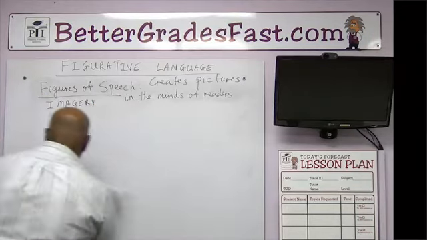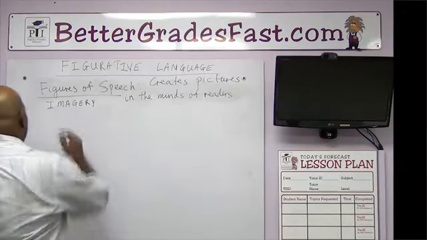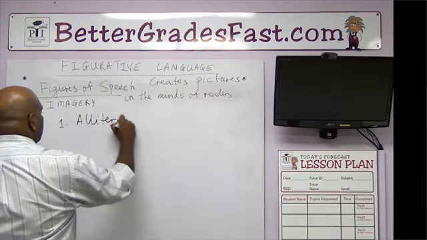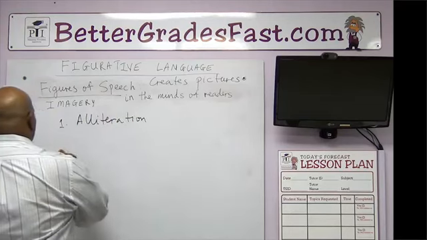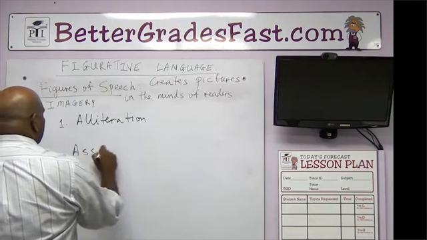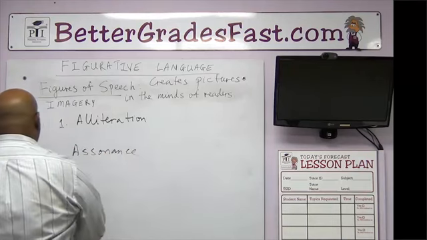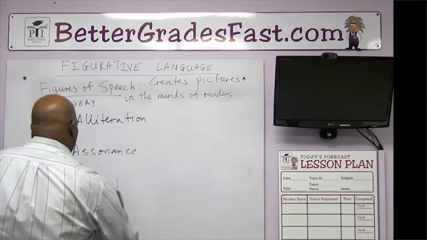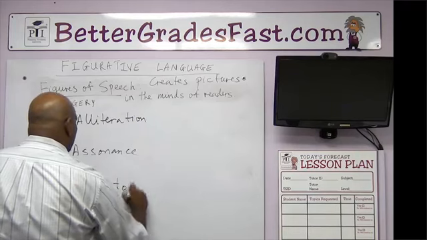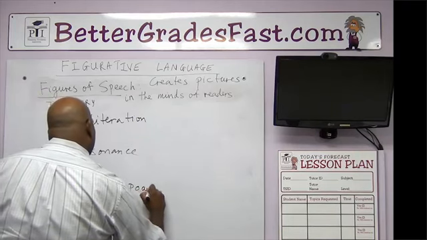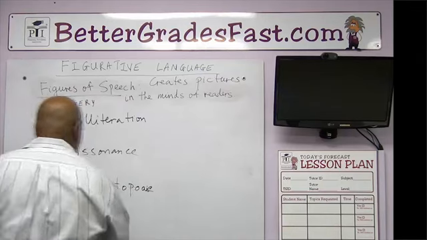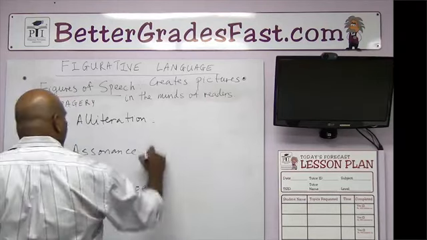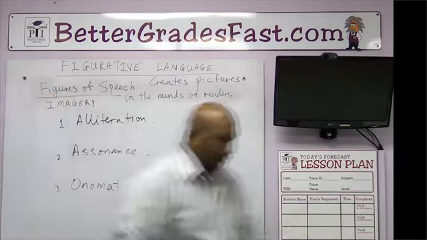Pretty big words. Let's write it down. 1. Alliteration. 2. Assonance. And 3. Onomatopoeia. All right. What are these?